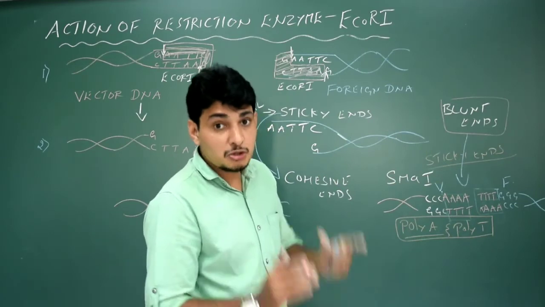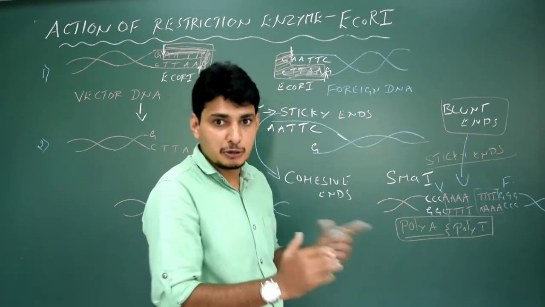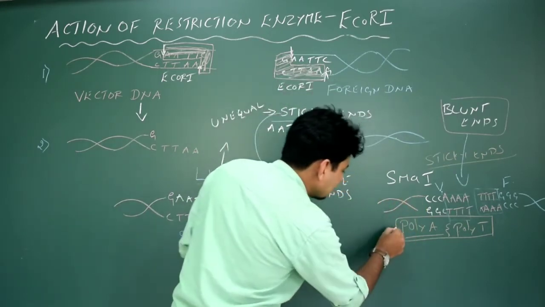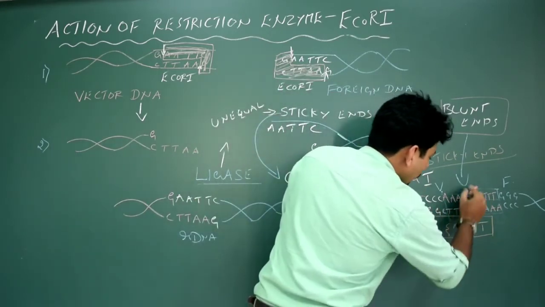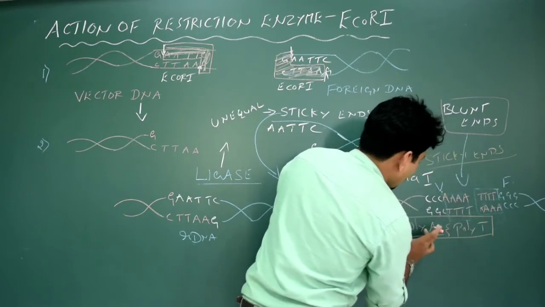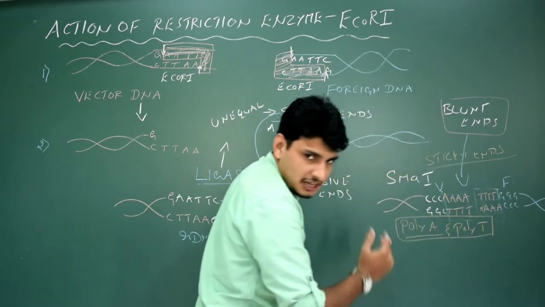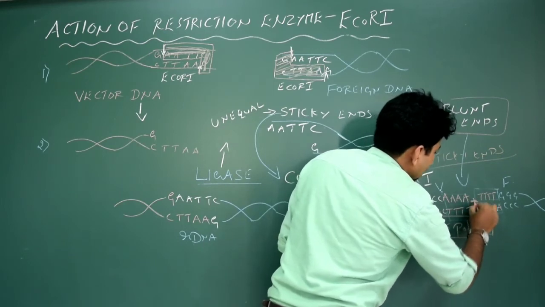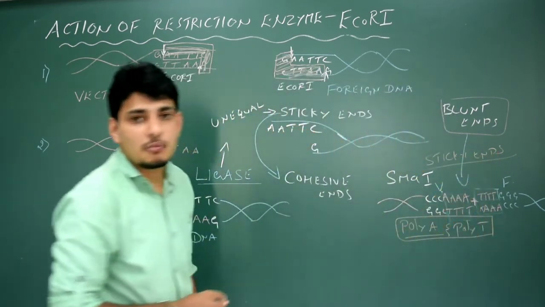So this is the procedure to be done in the laboratory manually. Okay, it is not automatic. It is manual. And after that, once this poly A and poly T process is done, what we have to do is join these two DNAs to make recombinant DNA.